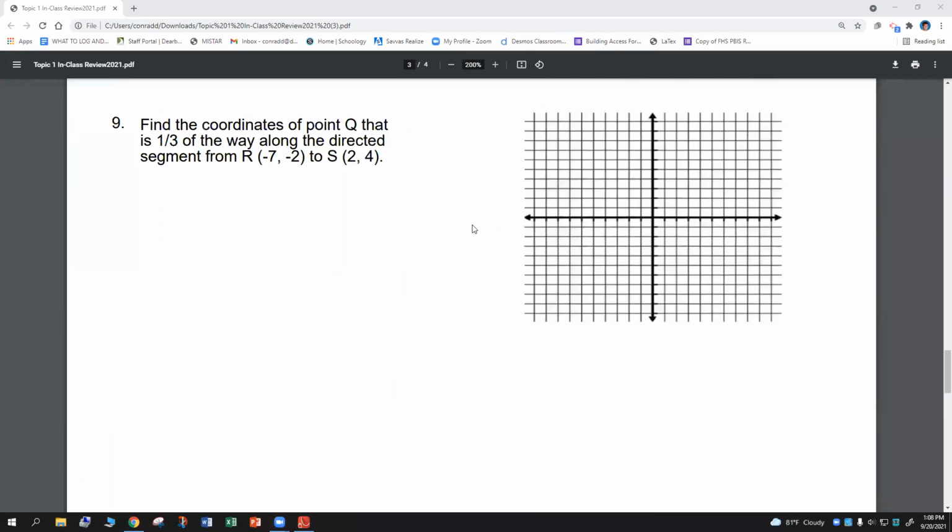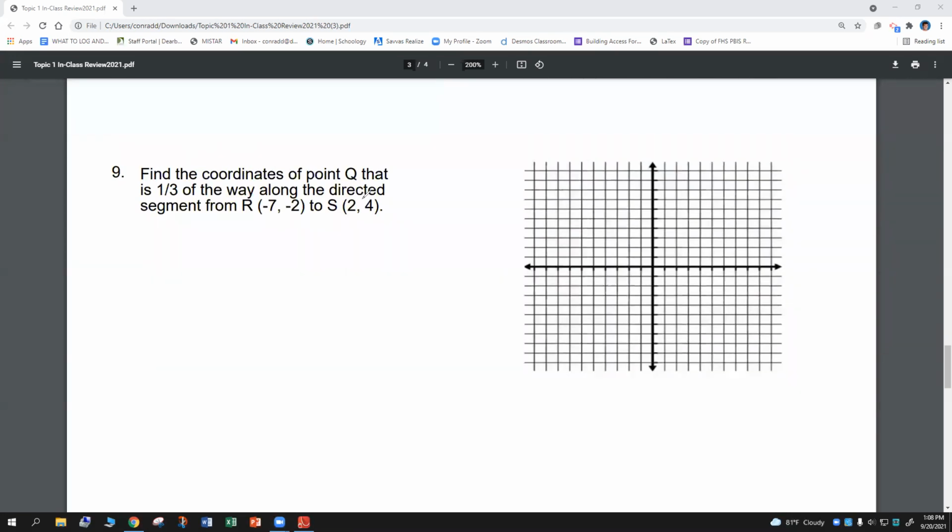All right, number 9. It's the same type of problem here. So we have the point -7, 1, 2, 3, 4, 5, 6, 7, -2. That's going to be point R: -7, -2. Then we have point S, which is 2, 4. And there's your segment. All right, we're going from R to S.